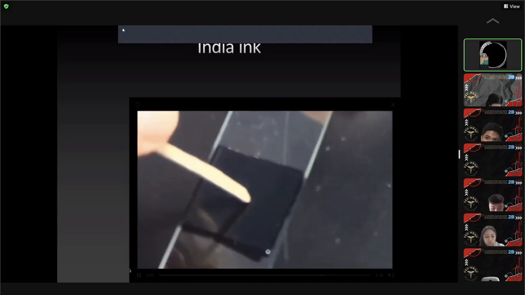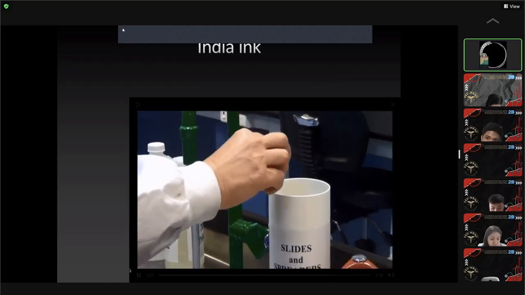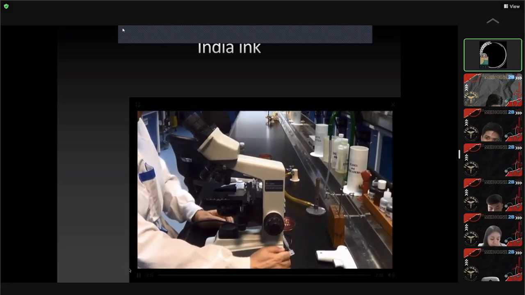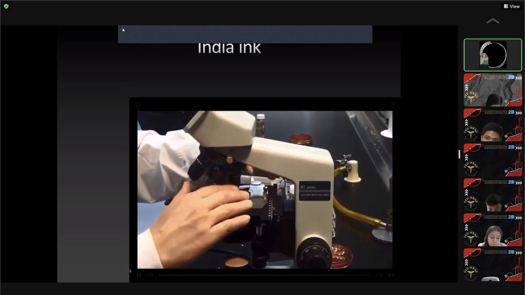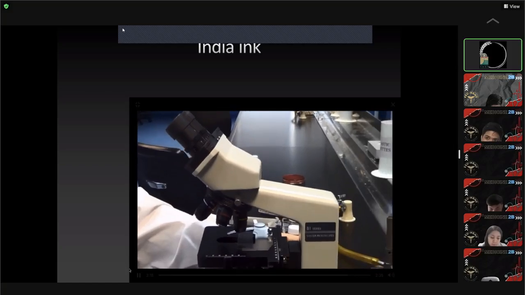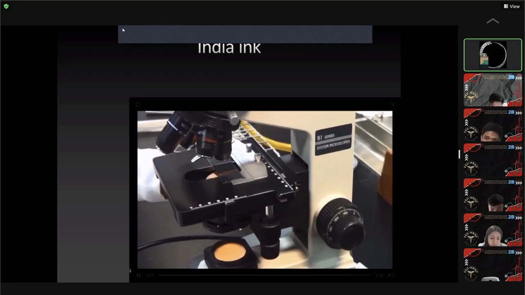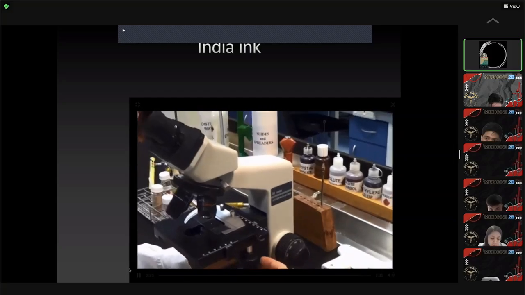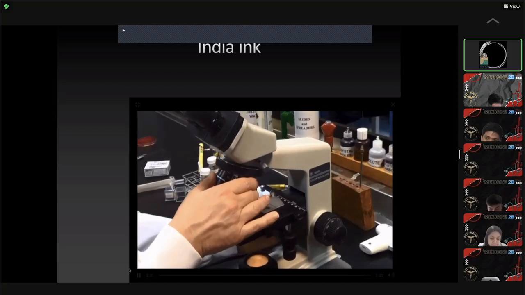Examine the stained wet mount by standard bright field light microscopy. Start with the 10 times objective and ensure the condenser is raised. Once in focus on low power, move to the 40 times objective. If a capsule is present, it will exclude the particles of India ink and the capsule will appear as a clear halo around each cell.